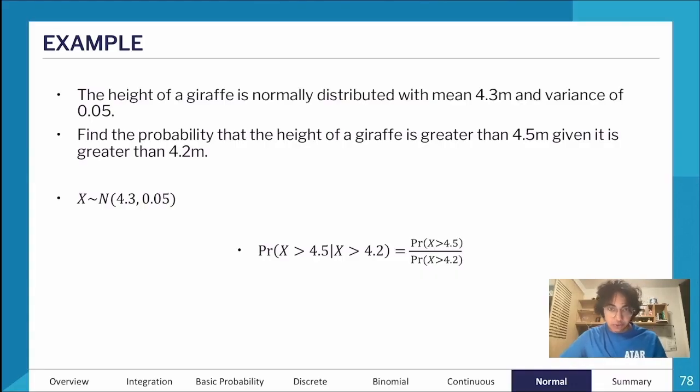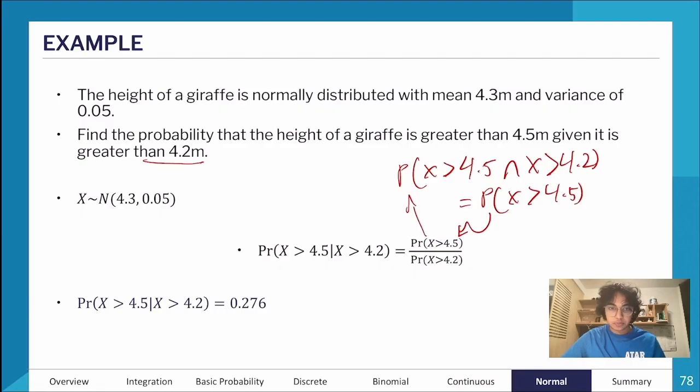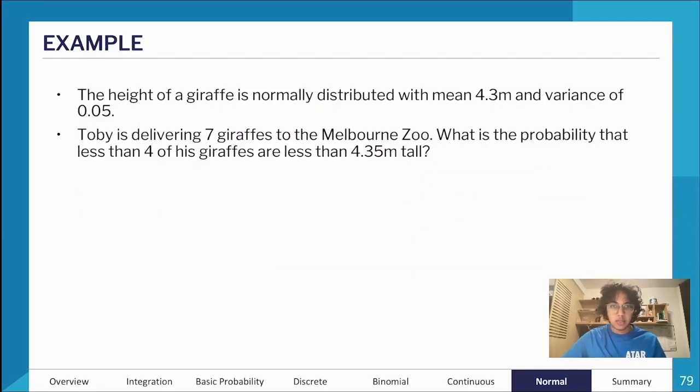Now this one here is conditional. We want the probability that the height of a giraffe is greater than 4.5, given that it's greater than 4.2. The numerator is the probability that x is greater than 4.5, intersecting with the probability that x is greater than 4.2. The intersection between these two regions is the probability that x is greater than 4.5, which is why that's only present in the numerator. Entering that into our calculator, we'll get this.